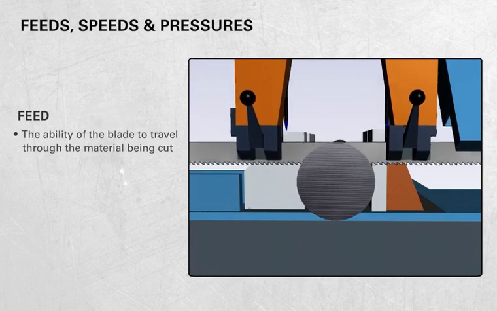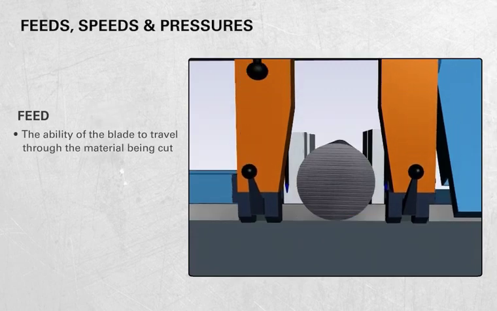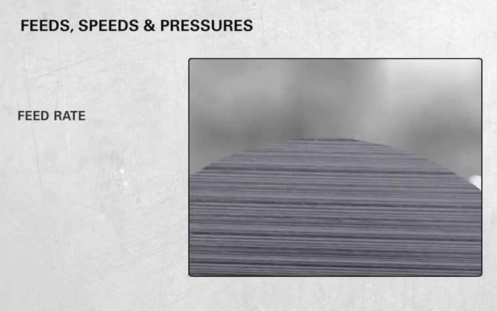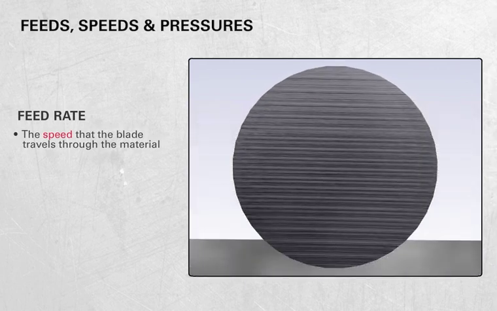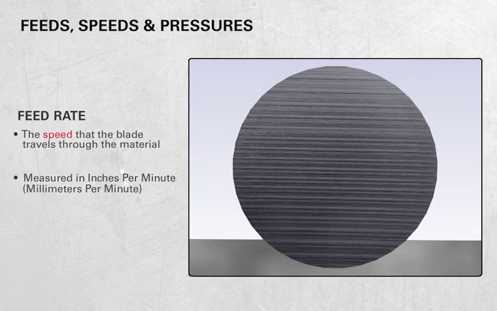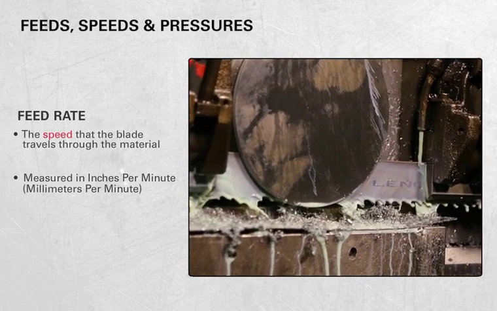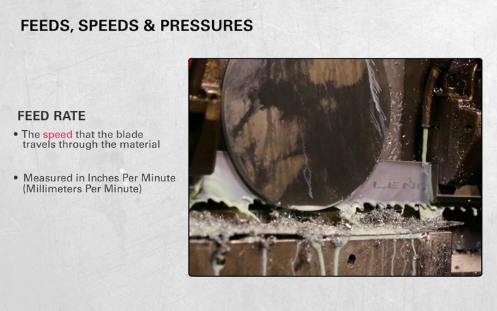Feed is the ability of the blade to travel through the material being cut. Feed rate is the speed that the blade travels through the material. It is measured in inches per minute or millimeters per minute. In order to cut quickly, you will want to remove as much material as possible as quickly as possible. To do so, you'll want a high feed rate.